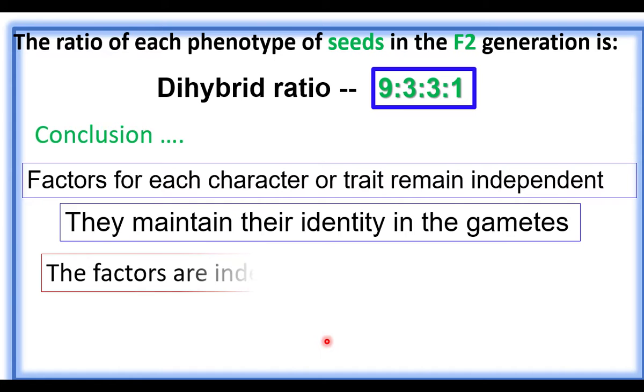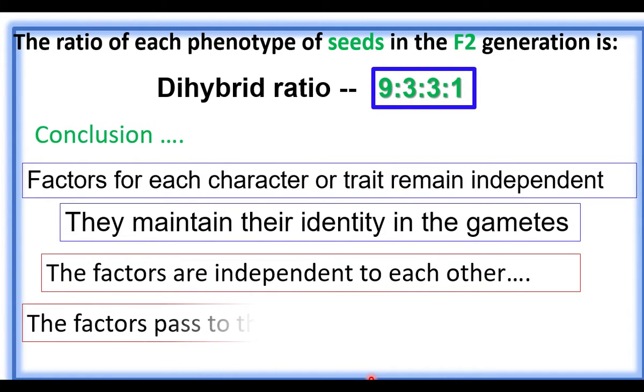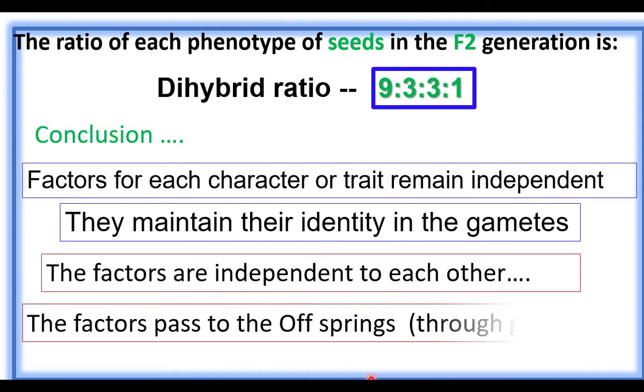And these factors are independent to each other. Already we discussed the capital R can go with capital Y. Capital R also can go with small y. So they can separate independently. The factors do not depend on another factor. They work independent to each other. The factors move from one generation to another generation through the gametes. The factors pass to the offsprings through gametes. The gametes only carry the factors from parents to offsprings.